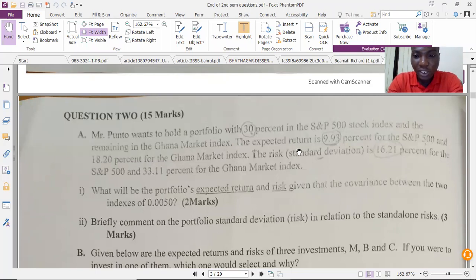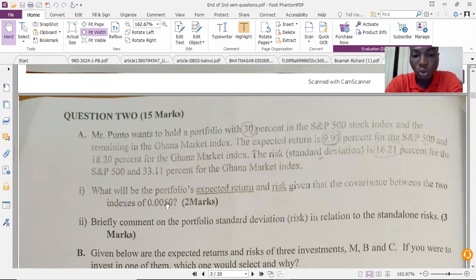So 30% in S&P, with S&P having 9.93 expected return, and then GM having 8.2 expected return, with their respective risk or standard deviation 16.21 and then 33.11. Given a covariance of 0.0050. Here, you must take note of the covariance. In past questions, you are seeing 0.0050.